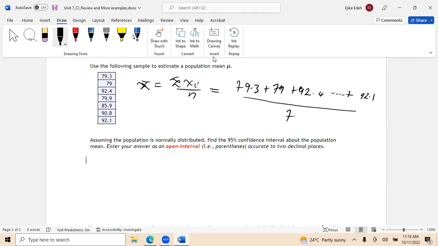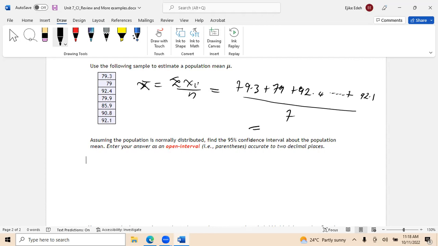79.3 plus 79 plus 92.4 plus 79.9 plus 85.9 plus 90.8 plus 92.1 divided by 7. Okay, let me hope that we match the sum. Divided by 7? Yes. 85.6. Okay, great. So we got the same thing.